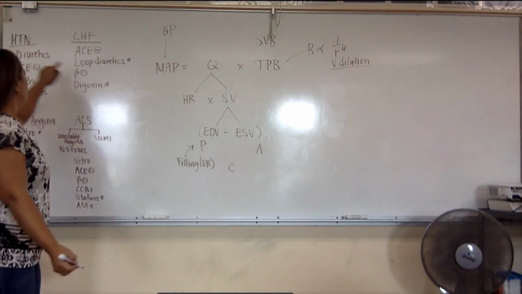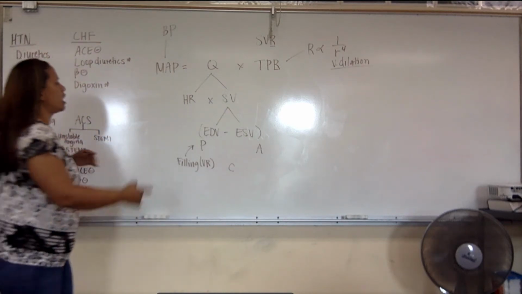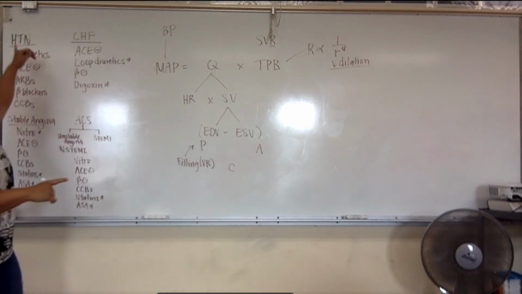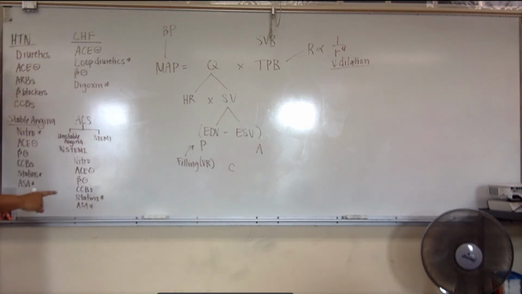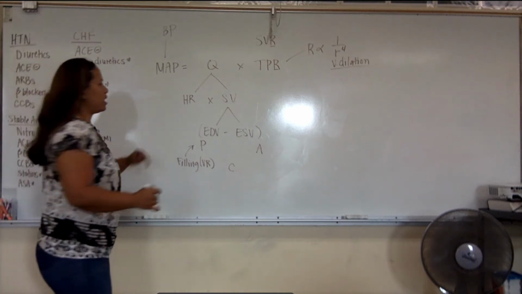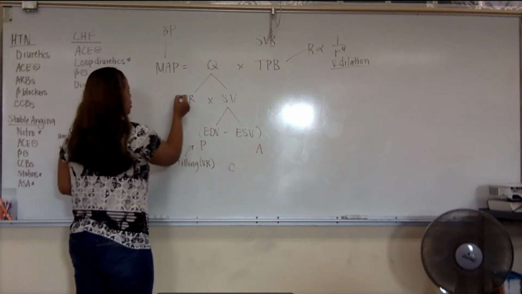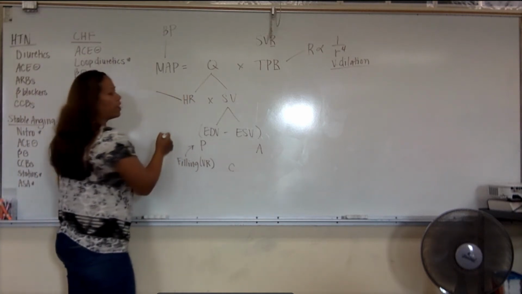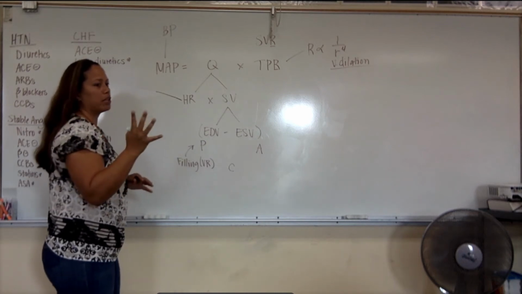Now, heart rate, let's start off with the simplest one. Let's say hypertension. Hypertension also means high blood pressure. Hopefully, if you guys are watching this video, you're going to be able to see. So I use diuretics, ACE inhibitors, ARBs, beta blockers, calcium channel blockers. What does that mean? I'm going to slow down. Heart rate can be affected by four things.